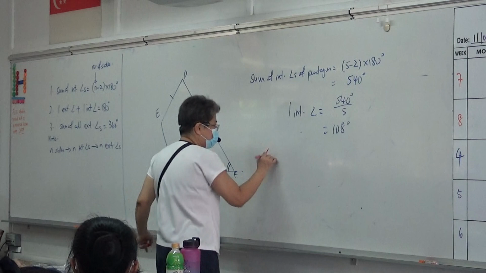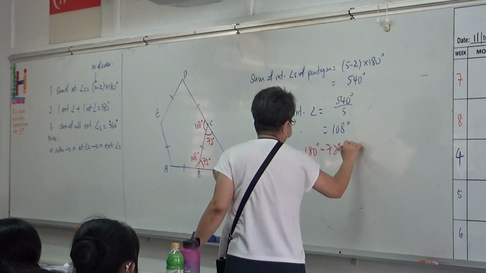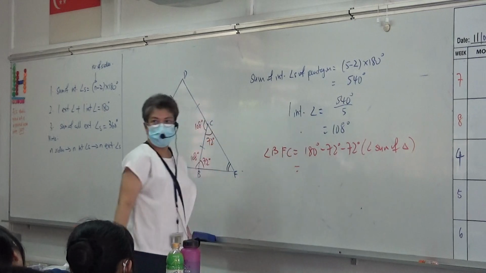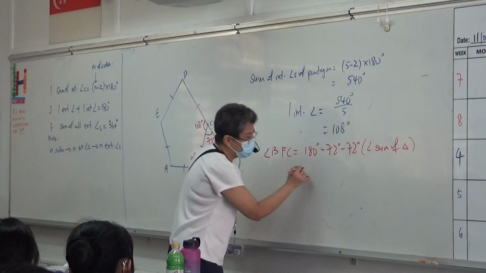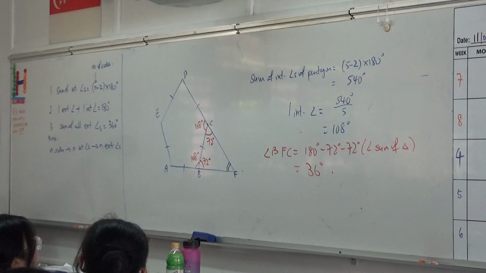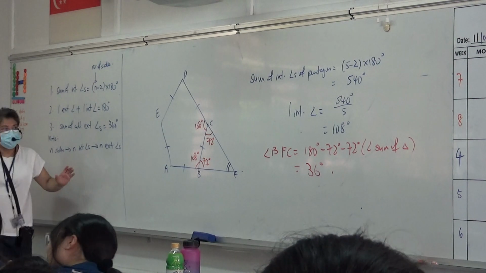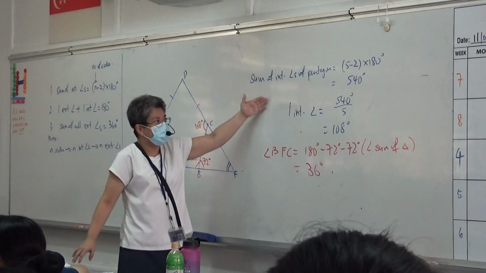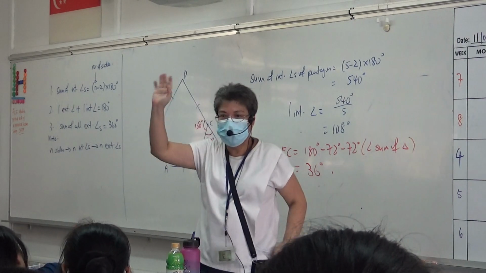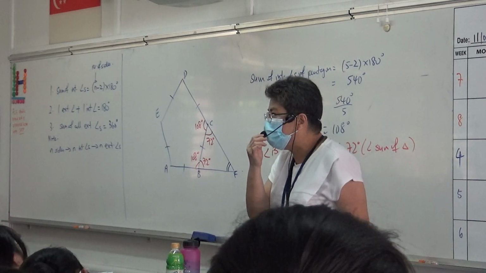Yes. So, angle BFC will be 180 minus 72 minus 72, angle sum of triangle. This is 144, right? So it's 36 degrees. Are we clear now? Now, you must know how to present properly. Don't just give me numbers. You must at least write sum of interior angles and angle sum of triangle. Do you understand? Okay, so this is your example 15. Are we clear?